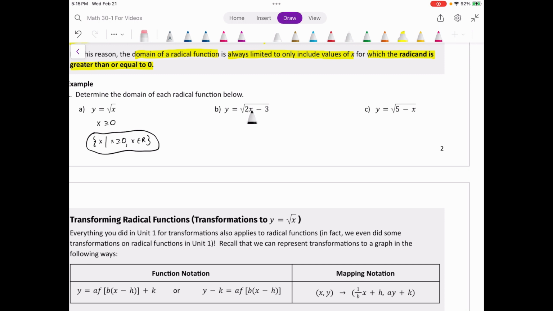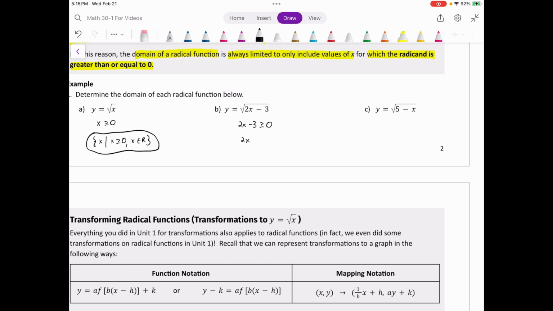We need to choose our x's so that this overall radicand, this 2x minus 3, is greater than or equal to 0, because that's what we're taking the square root of. Not just x, we're taking the square root of 2x minus 3. So start there. We'll say that 2x minus 3, that's what we're taking the square root of, so that needs to be greater than or equal to 0.